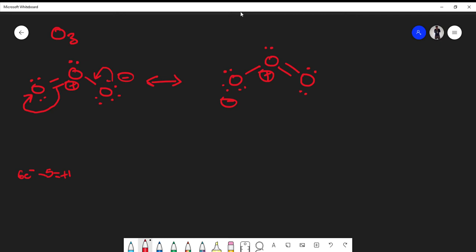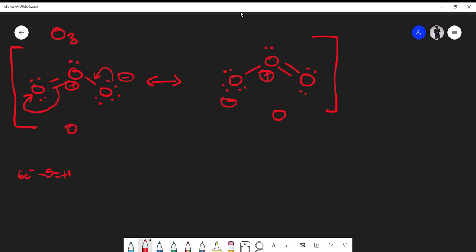So pause this video and ask yourself, are there any more resonance structures that we could draw off this molecule? And the idea is no, right? Now, a very important thing to point out here is that the overall charge of my molecule is still 0 on both sides. Nothing changed, right? The only thing that changed was me moving the charges, which represents me moving electrons.